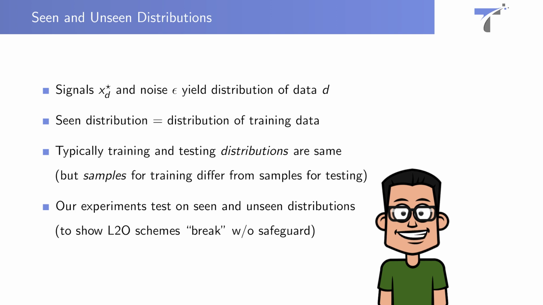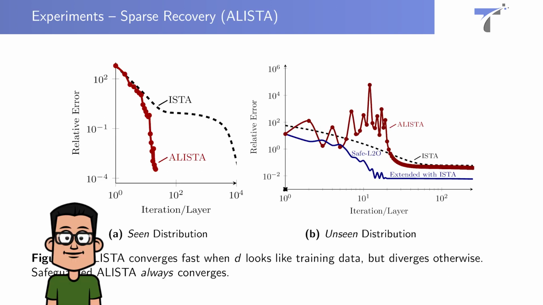We assume that all training samples are independently drawn from this data distribution, which we call the seen distribution. As the typical assumption of most machine learning problems, the testing samples are drawn from the same distribution. However, in this work, we assume that some testing samples could come from a different distribution that is unseen during training, which is very likely to break the L2O schemes without a safeguard. We use ALISTA as the L2O scheme for the first task of sparse recovery.